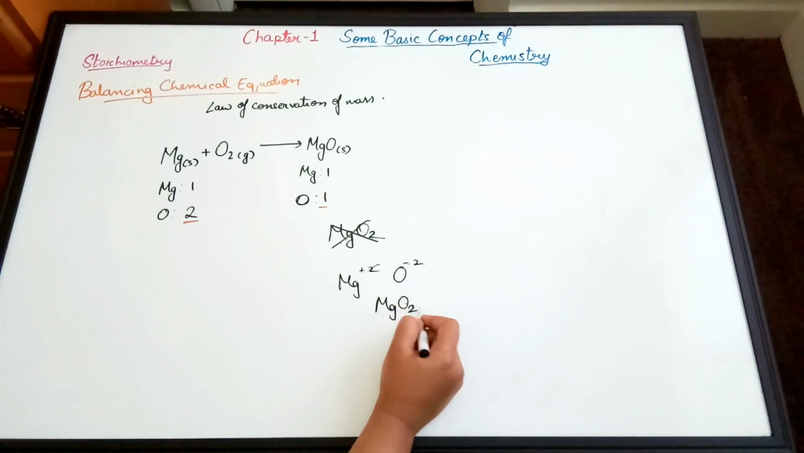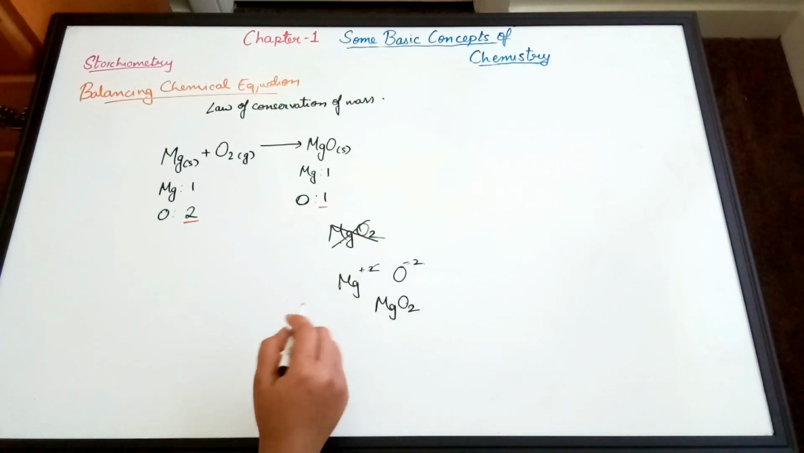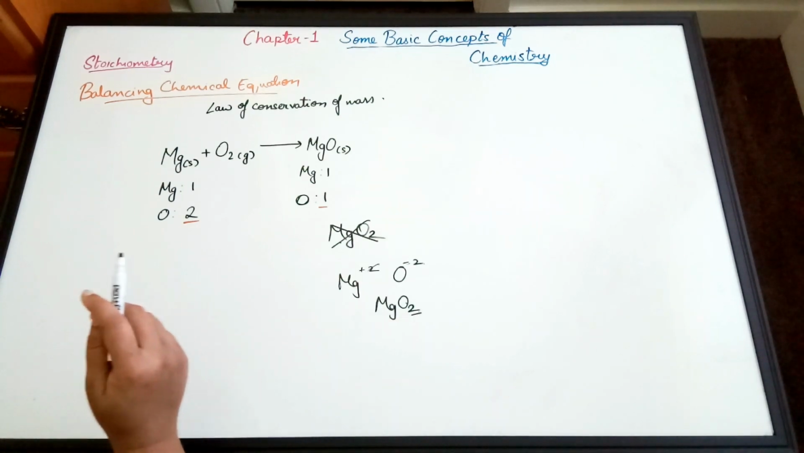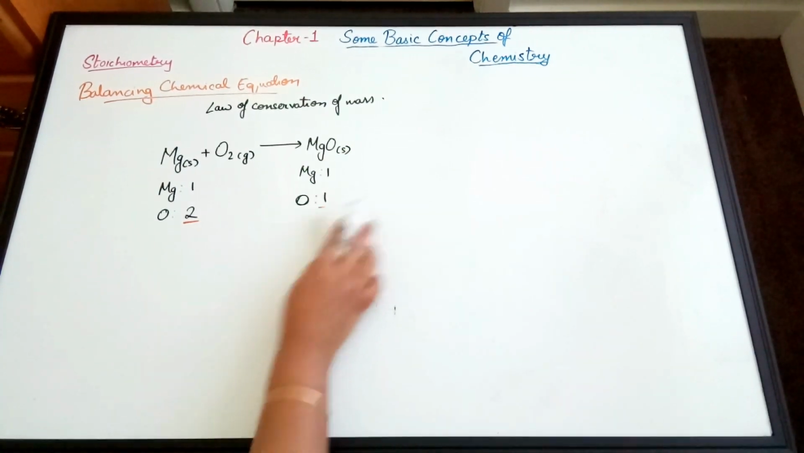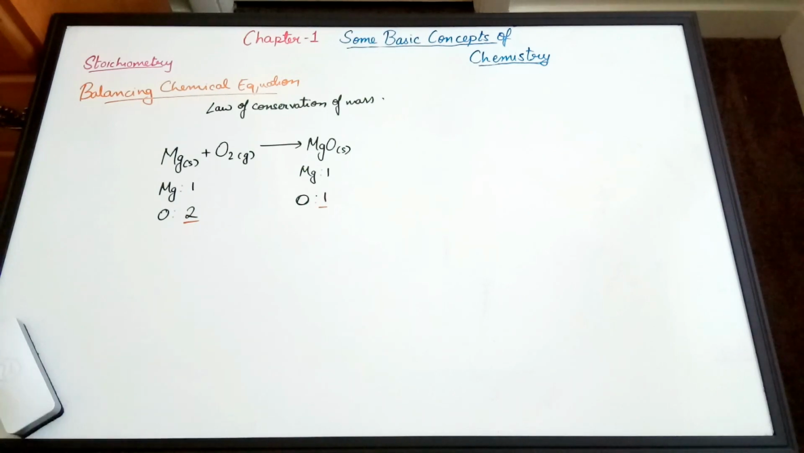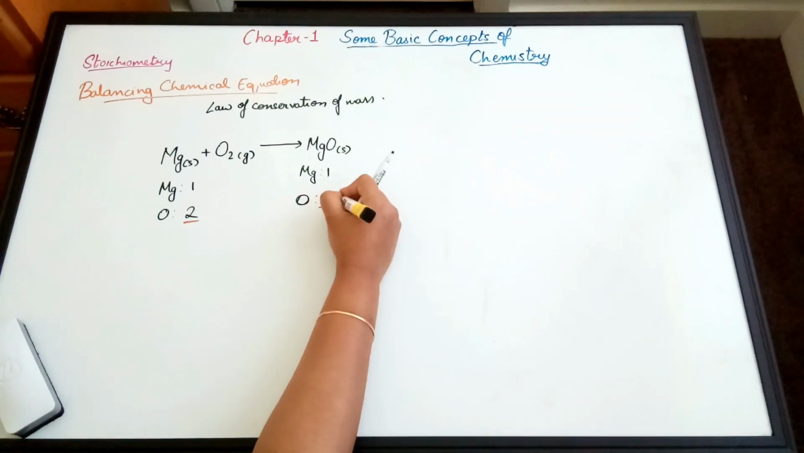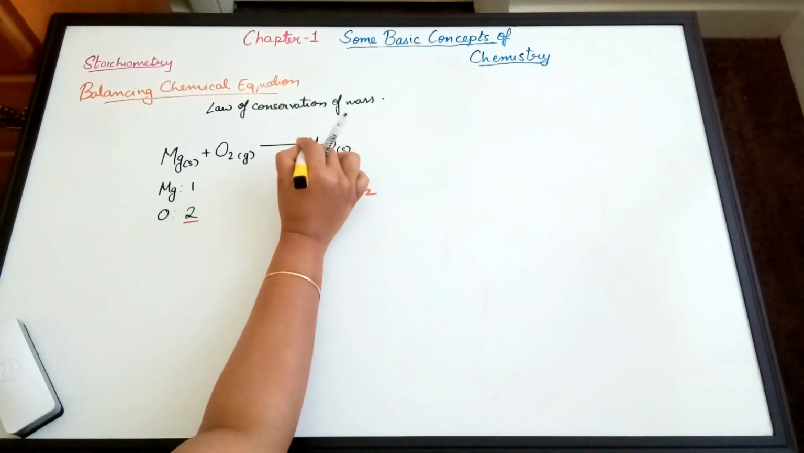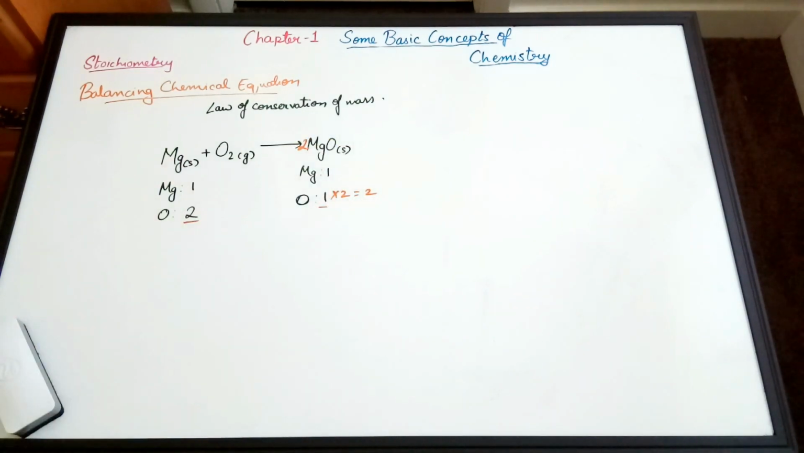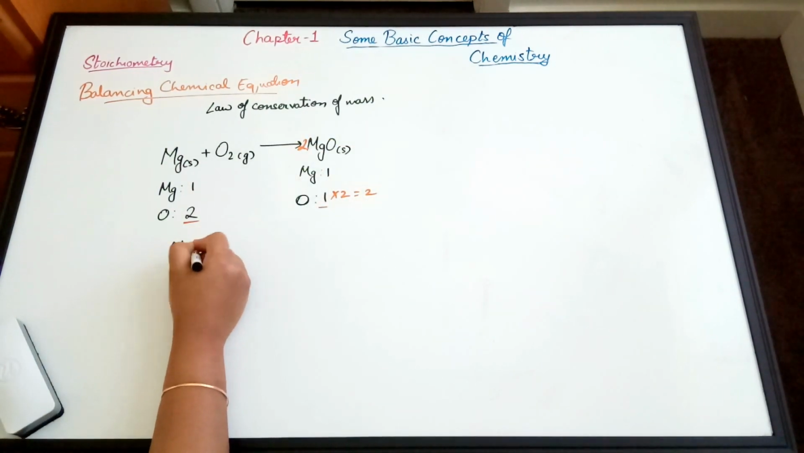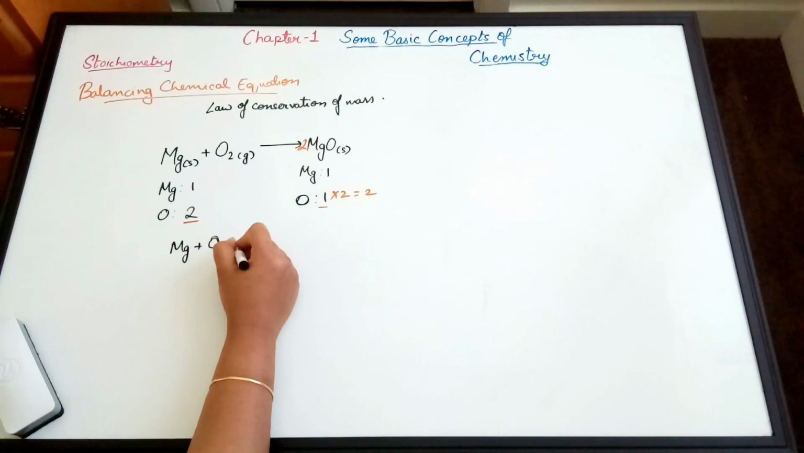So you can't write MgO2 and balance out the equation. It's wrong, I told you. Okay, so what we will have to do is multiply this with 2. So 1 into 2 equals 2, which means here you will have 2 MgO. So Mg plus O2 gives rise to 2MgO.